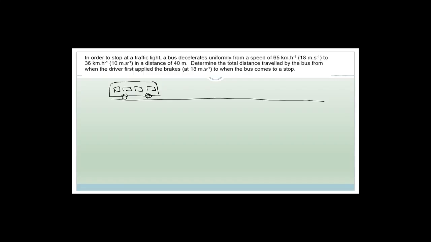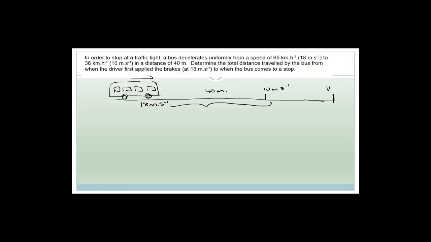Okay, and the wheels on the bus are going round. And the door's on the other side. So it's going this way. And it says that its initial speed is 18 meters per second. And the bus decelerates uniformly from 18, slowing down to 10 meters per second in a distance of 40 meters. Okay, that's how far it went. So we need to determine the total distance traveled by the bus from when the driver first applies the brakes until it comes to a stop.